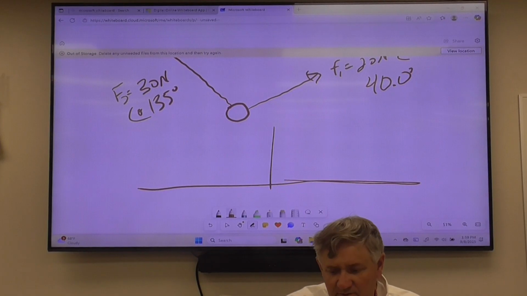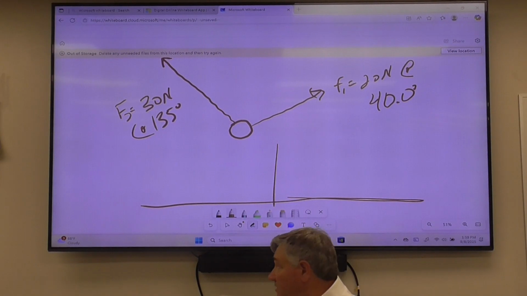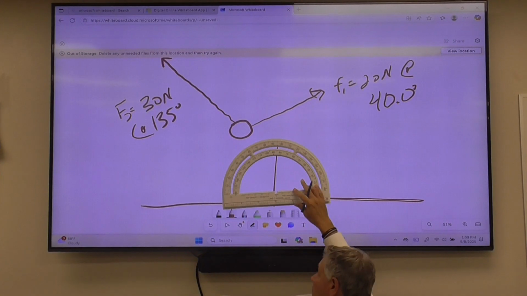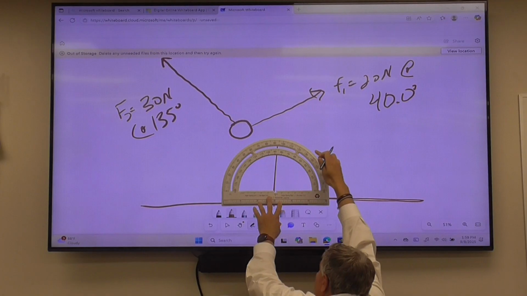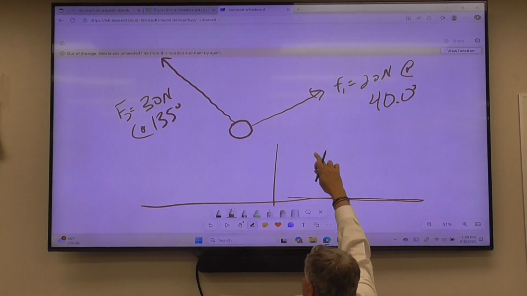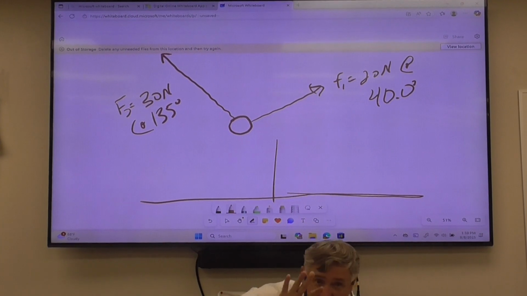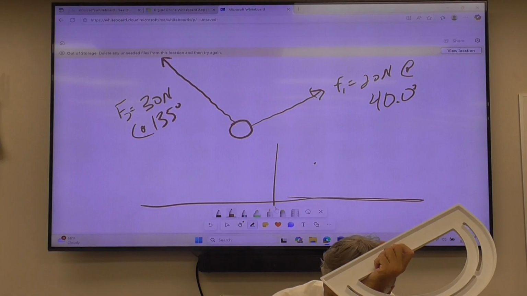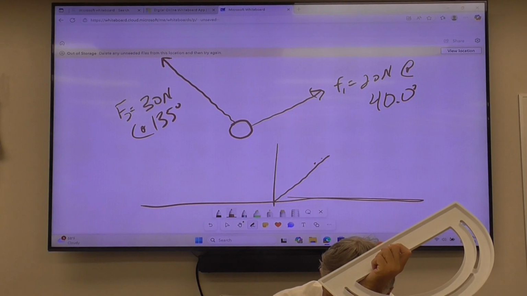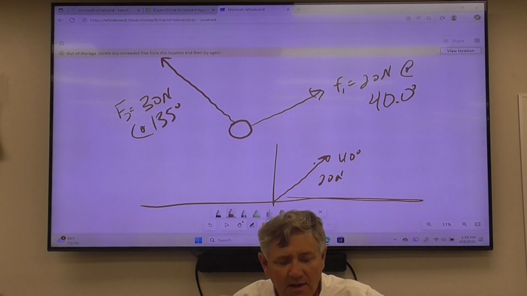So the first thing that you need to draw is that 20 newtons at 40 degrees. So again, you're going to take your protractor, lay it out here. Here's 0. You're going to measure up 40 degrees. You're going to make that mark, and you're going to draw this line. Okay? Done this before. Come over here. There's 40 degrees. Draw that first vector. There's 40 degrees, 20 newtons.